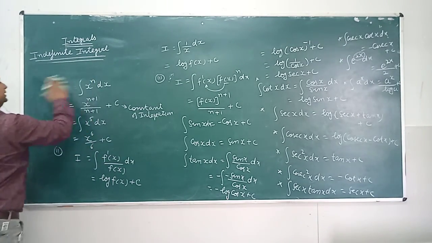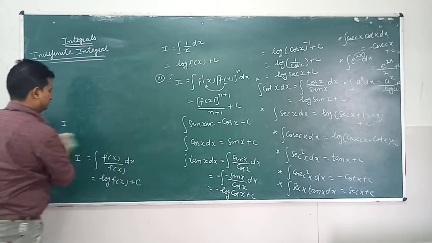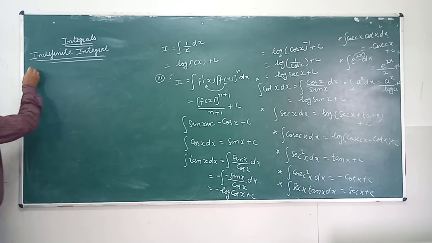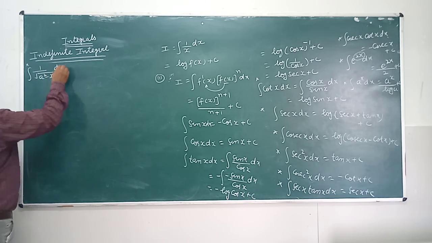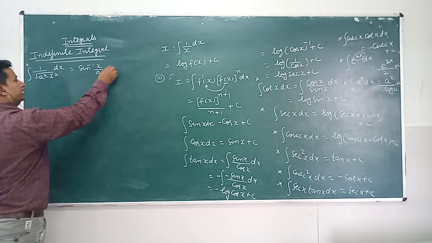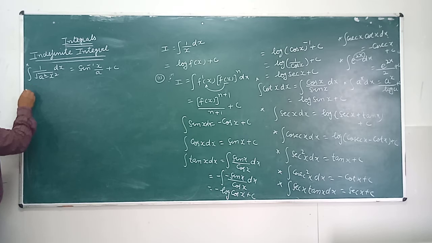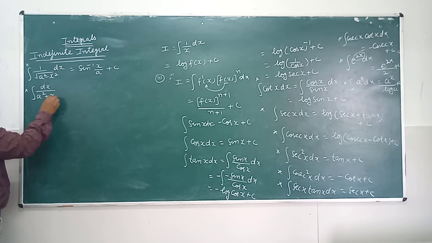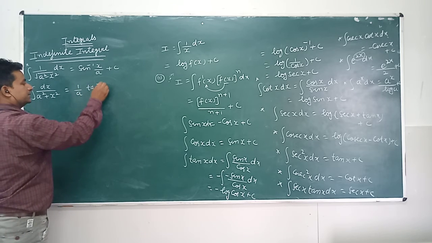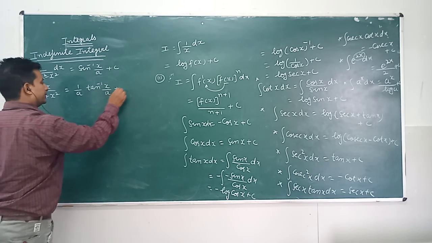The next results are these 8 or 9 results. You should remember them. The first formula is integral of 1 upon under root a square minus x square dx. This is equal to sine inverse of x upon a. This is the first formula. The second one is dx upon a square plus x square. This is 1 upon a tan inverse of x upon a. This is the second result.